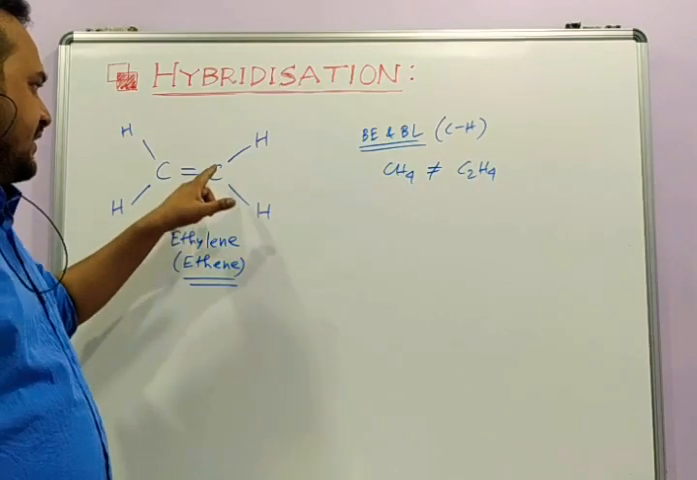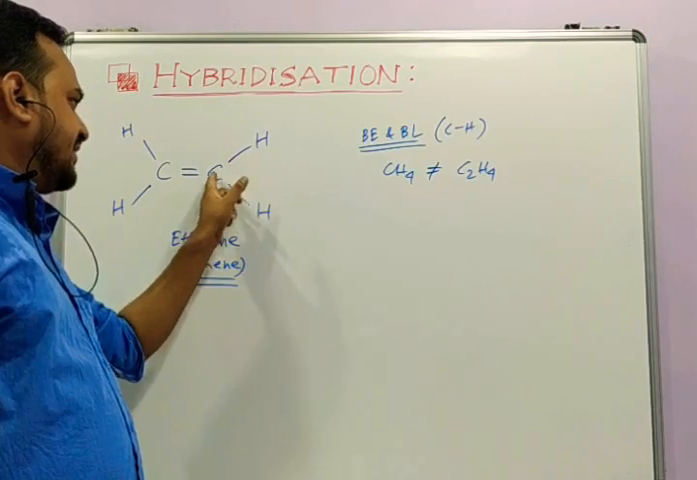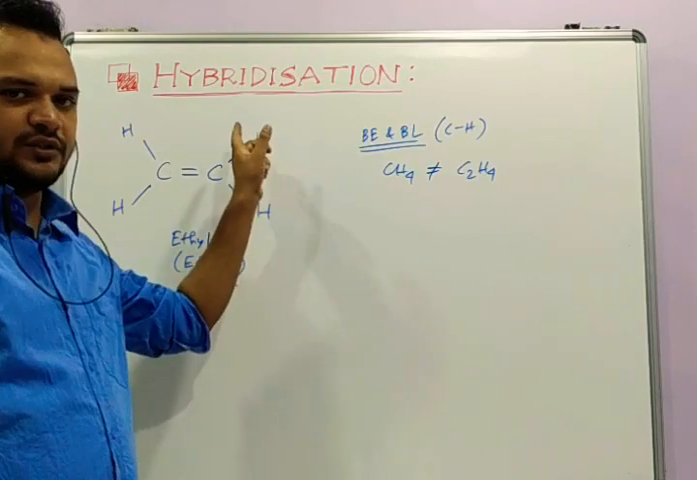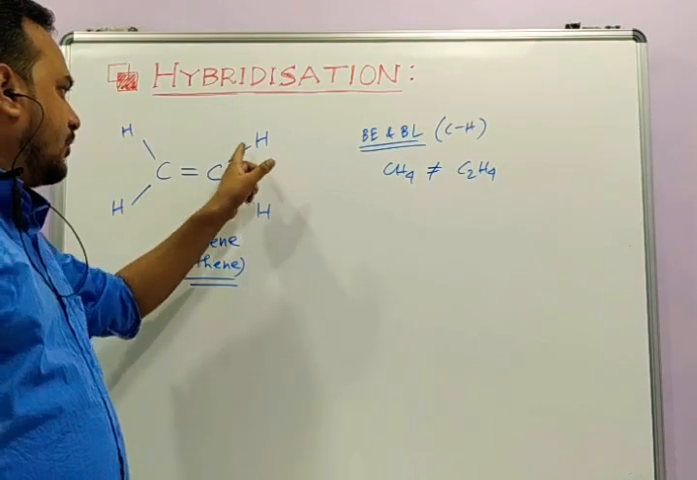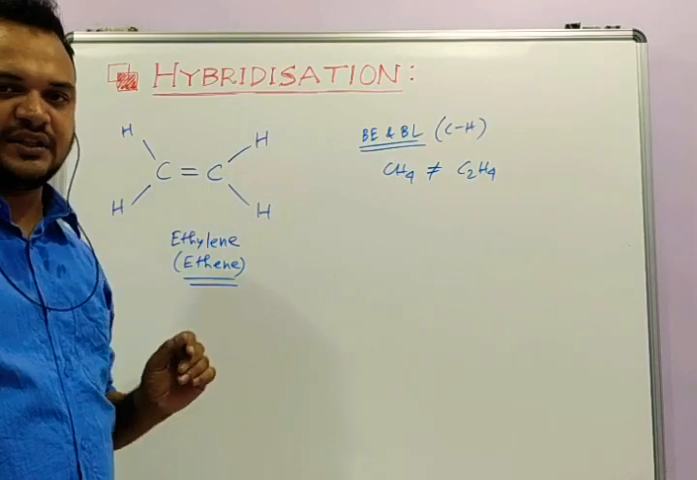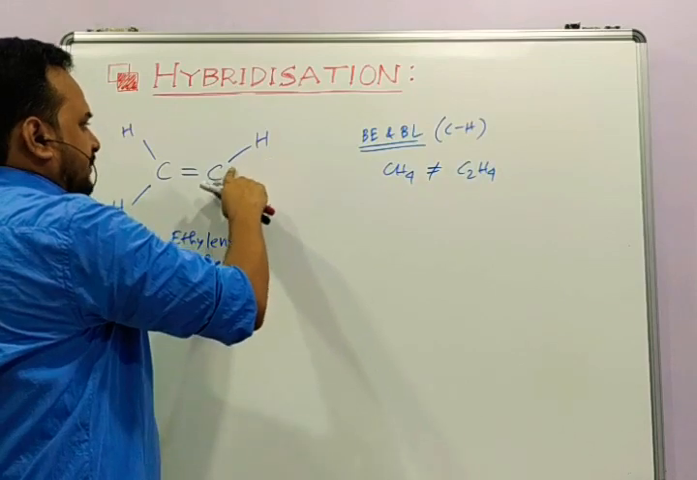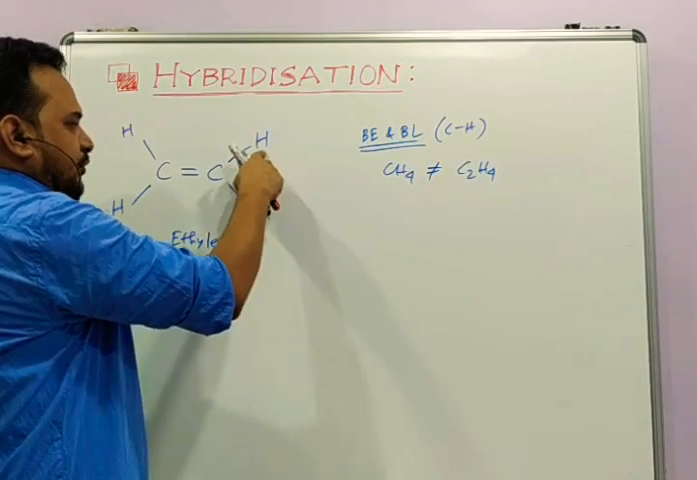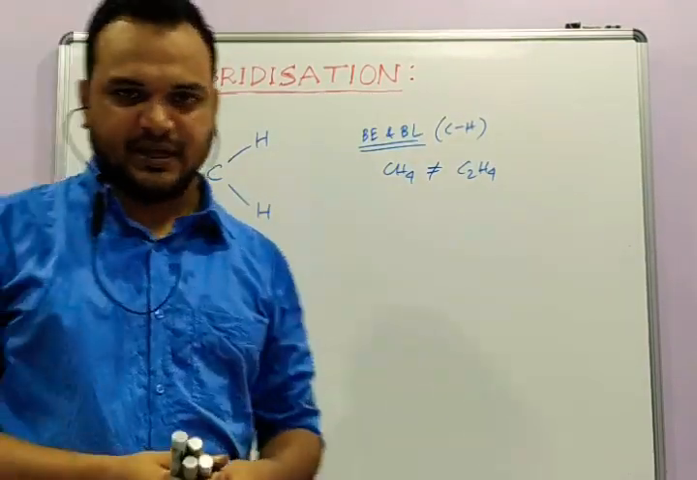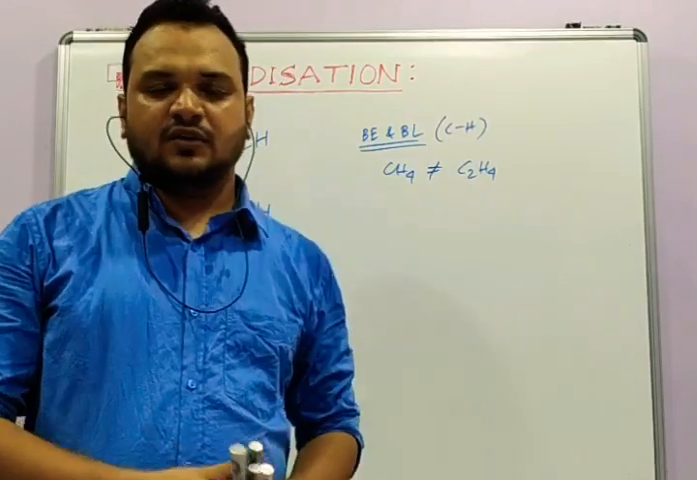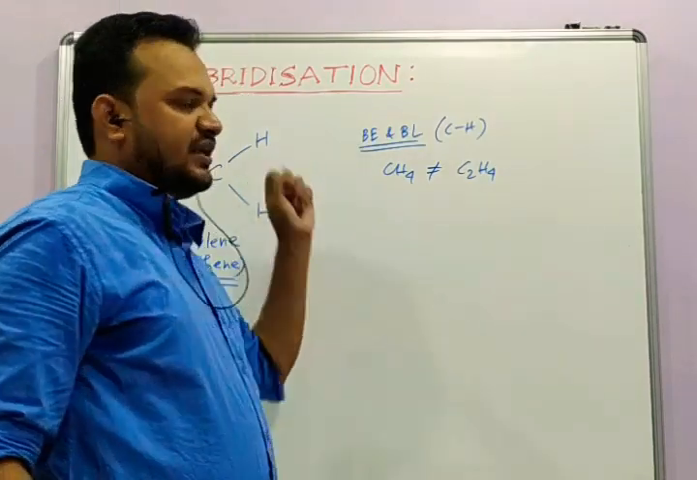So in methane, the CH bond was the overlap between the sp3 hybrid orbital of carbon and 1s of hydrogen. But in ethylene, the experimental findings say that the bond length of CH is different from methane. That means this bond cannot be formed by the overlap of sp3 and 1s. So it is clear that here this carbon is not sp3 hybridized. So how can we explain ethylene? We need a different hybridization, only then we can explain.